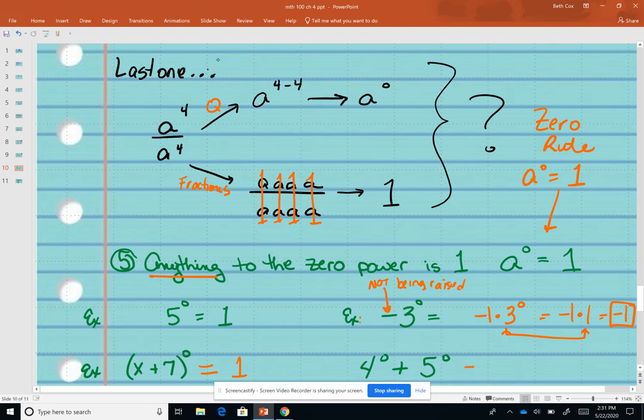Now, this next one's kind of a trick one. You have 4 to the 0 plus 5 to the 0. Well, 4 to the 0 is 1. 5 to the 0 is 1. And 1 plus 1 is 2. Good job, y'all.